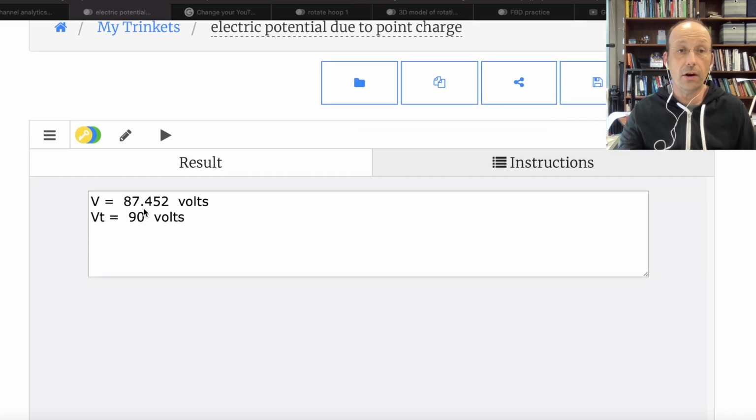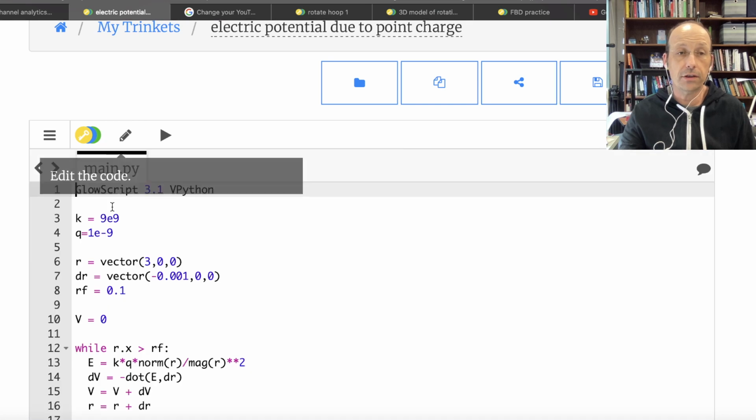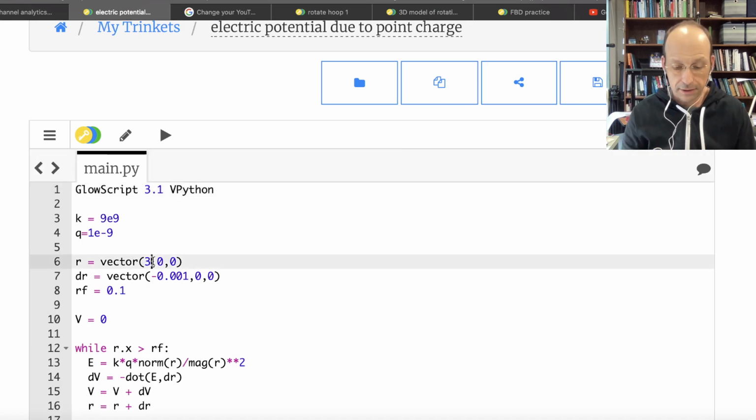Okay, so you see what we get here. I get a potential by assuming the electric field's constant during each of those distance steps. I get 87.452 volts, and the theoretical would be 90. That's pretty close. Okay, let's just change it up. Let's see, what if I start further away? What if I start at R equals, let's say, 5?